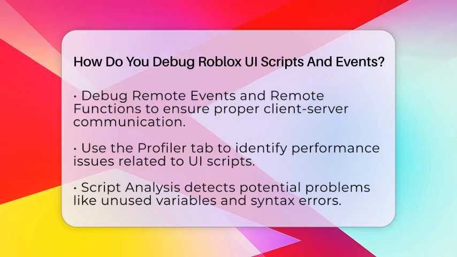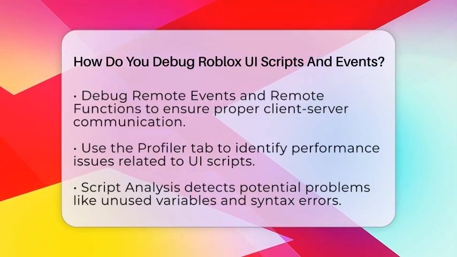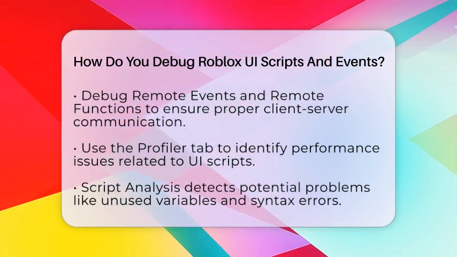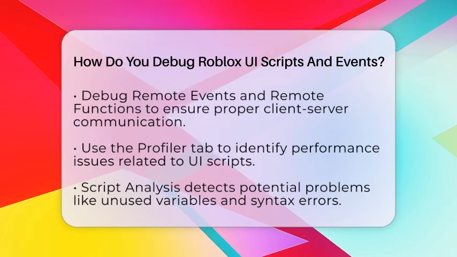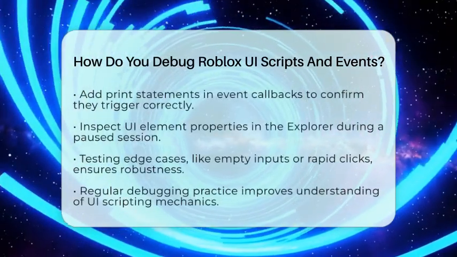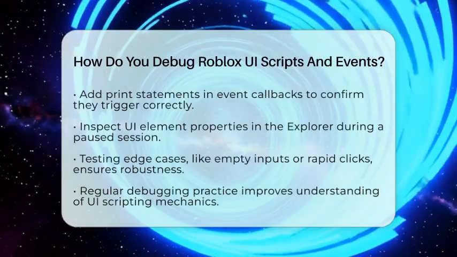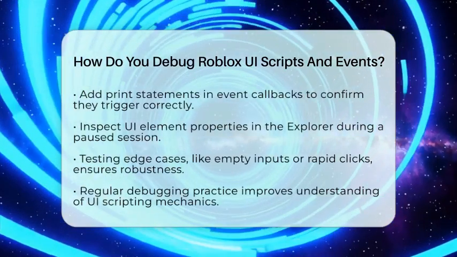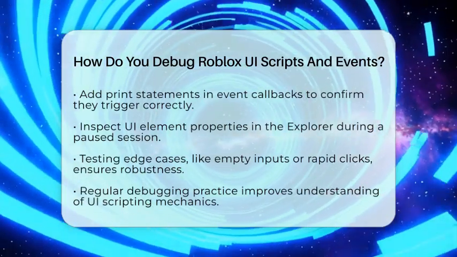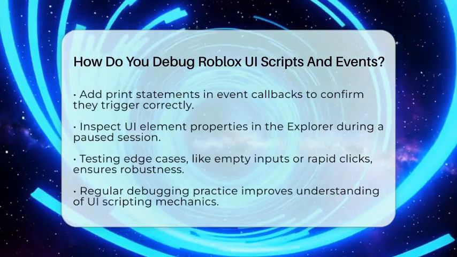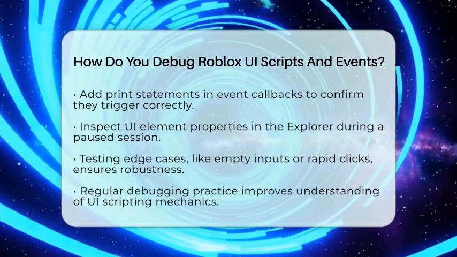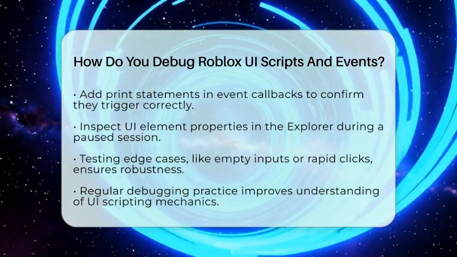Roblox Studio's script analysis feature can help detect potential problems like unused variables or syntax errors in user interface scripts before running the game. For practical debugging of user interface components, add print statements inside event callbacks, like button clicks, to verify they fire. Use breakpoints inside functions that update user interface elements to check if they run and modify properties correctly. Inspect user interface element properties in the Explorer during a paused session to confirm changes reflected as intended. Testing edge cases, such as empty input fields or rapid multiple clicks, ensures robustness.